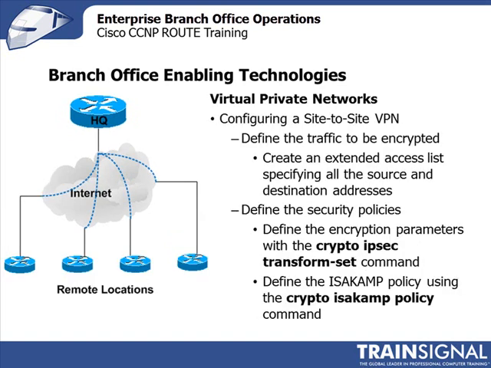Configuring a site-to-site VPN is fairly straightforward, though there are definitely several moving parts to it. First, you have to define the traffic to be encrypted. You create an extended access list. In other words, traffic going from one source to one destination, identifying that traffic. Then you define the security policies using the crypto IPsec transform set command. We'll illustrate this later. You define the ISAKMP policy using the crypto ISAKMP policy command.